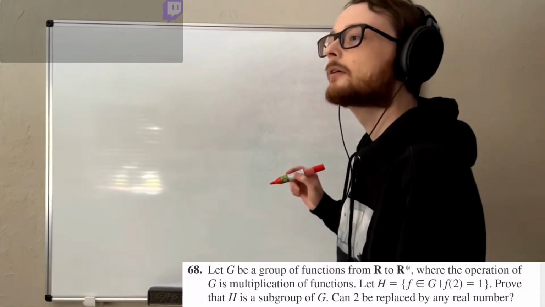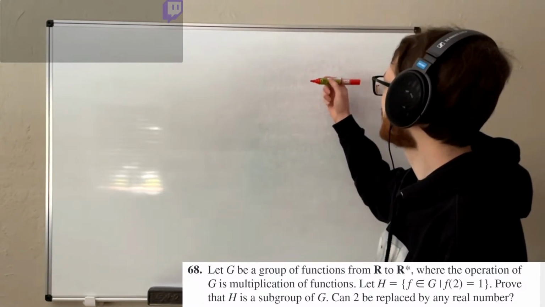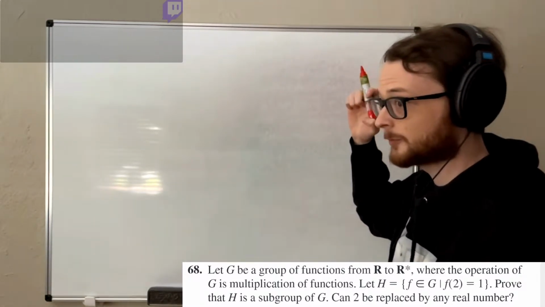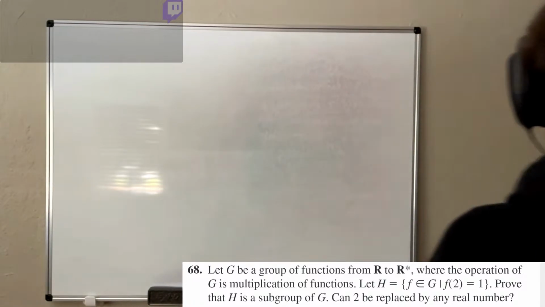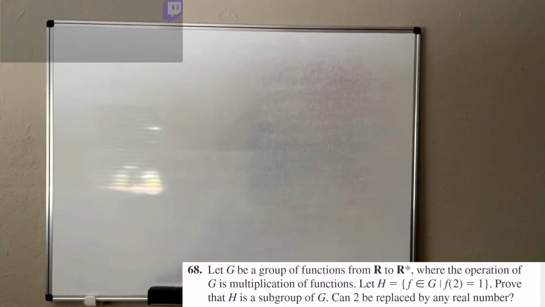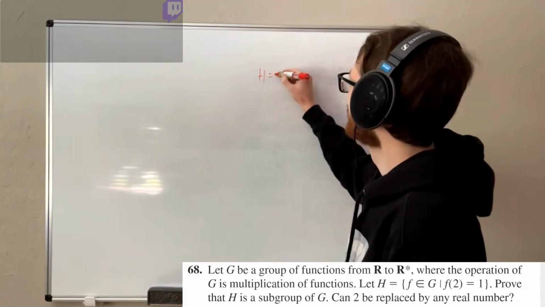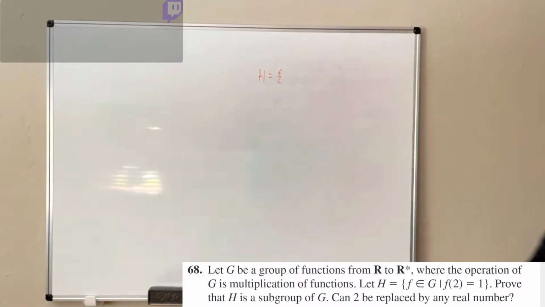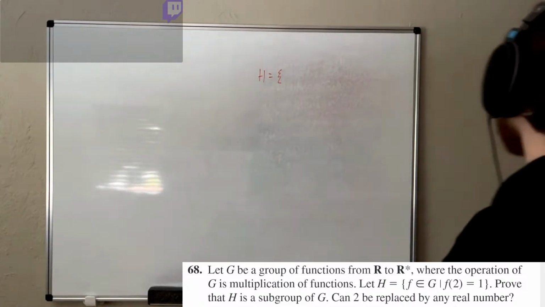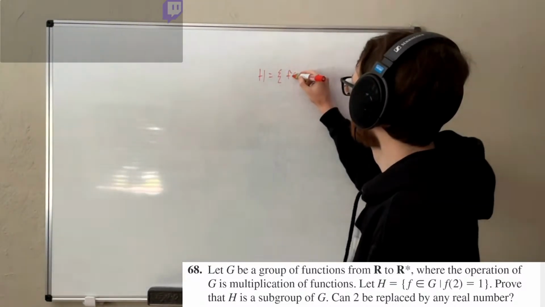Ooh, it's raining. So it is function multiplication, not composition, not addition. So G is a group of functions from R to R star. Okay, so H is all f in G such that f of 2 equals 1.